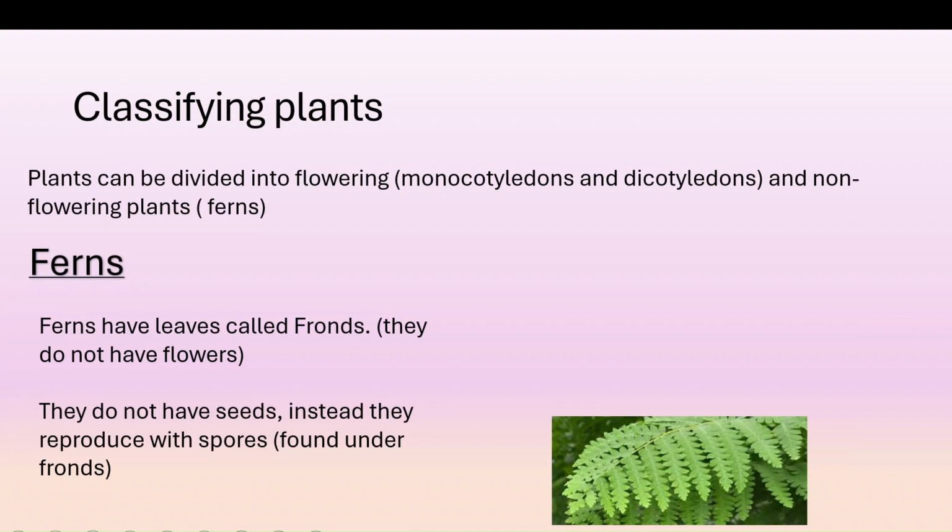Classifying plants. Well, plants can be divided into 2 types. Flowering, which are monocotyledons and dicotyledons, and non-flowering plants, ferns. Let's look at the non-flowering plants first. So ferns don't produce flowers or seeds. Instead, they reproduce by spraying spores, which are found under their fronds, which is what we call their leaves.